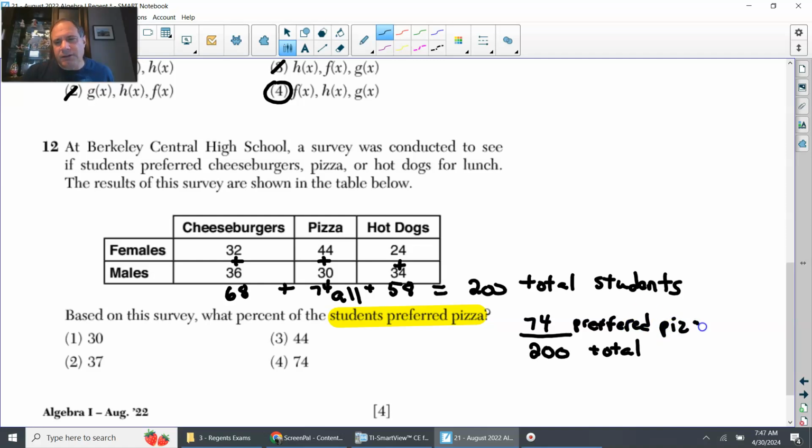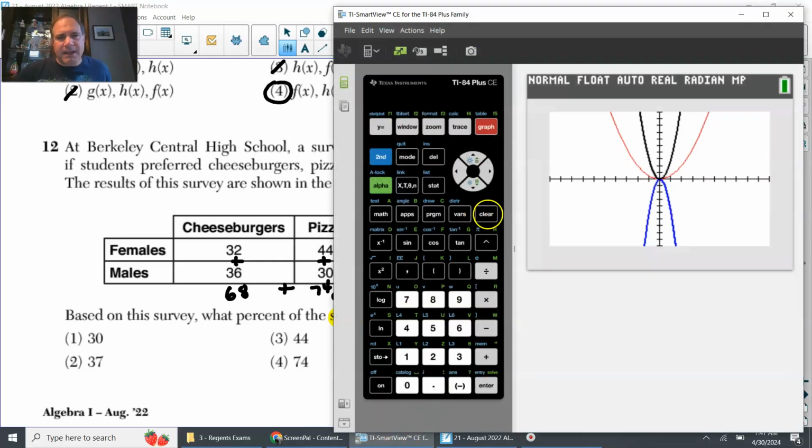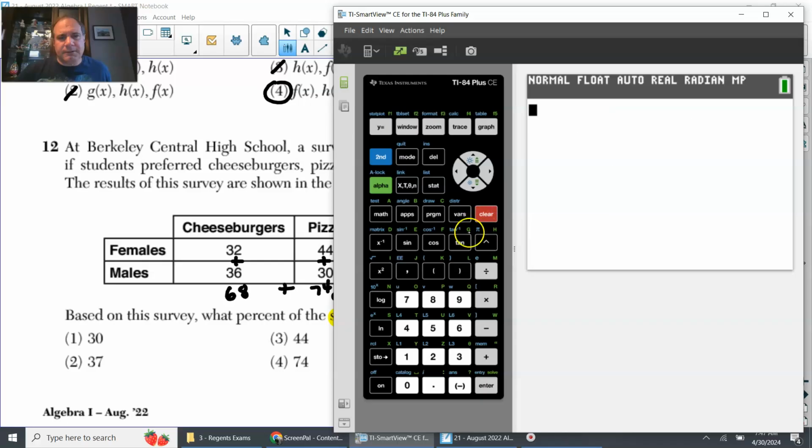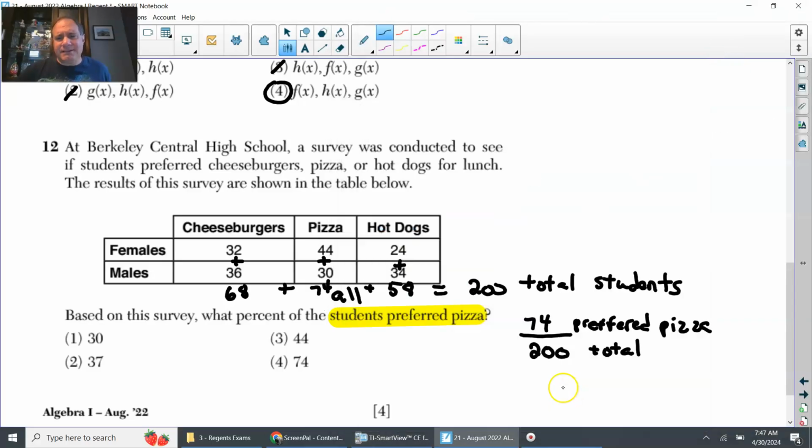So you're just basically taking these 74, divided by 200. Put that directly in, and you get 0.37. You move that decimal over 2 places to the right to make it a percent. You get 37%, and 2 is your answer.